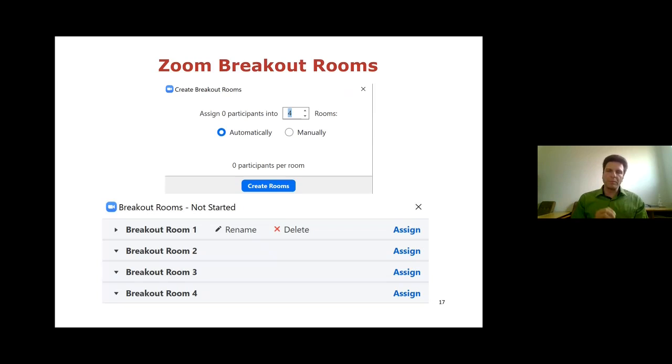I just talked about the lecture, but in terms of the tutorials, there's even more interaction. There should be very little talking by the tutor and a lot more talking by the students, either in the breakout rooms or in the main room.